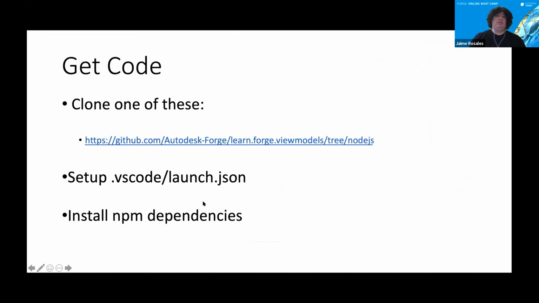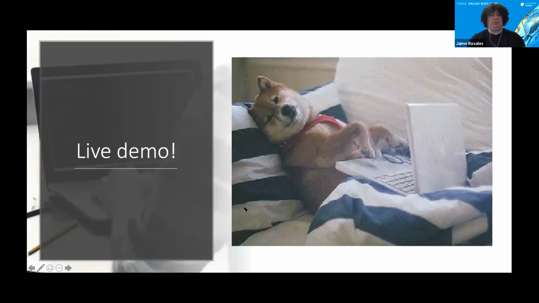Okay. So what we're going to do right now is clone one of these projects, basically the one that is under our GitHub, Autodesk-Forge, and then we're going to focus on the LearnForge view models. And in the tree section, we're going to select the Node.js part of it. Once we set that up, we will set up the VS Code launch debugger in order for us to include the client ID and client secret, and also install the dependencies. Okay, so let me get into a live demo of what I just explained.